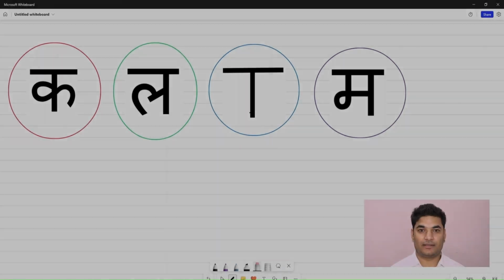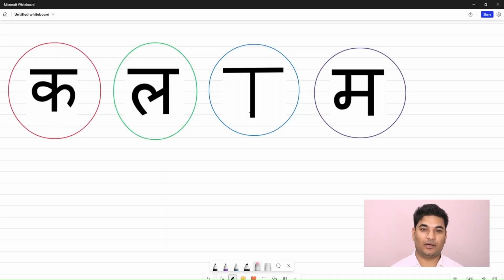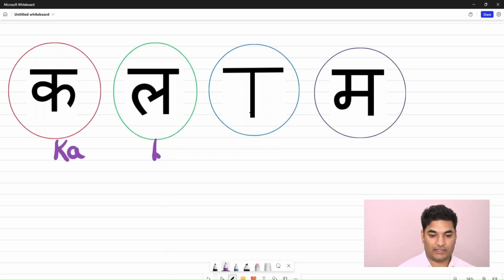Welcome again. In the last class we did the letter M, which is equivalent to the English M. I have written on the whiteboard for you all the 3 consonants and 1 vowel for the revision. Let's revise them and then we'll proceed further with today's lesson. The first consonant that we did is K, second one is L, and the third one is M. And the 1 vowel that we did is A in the Matra form.